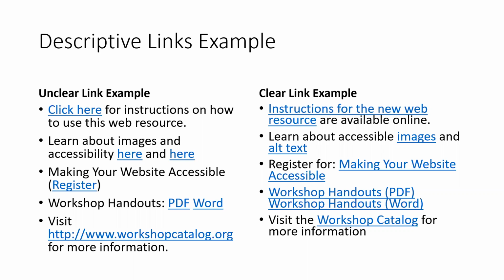With the last example, "visit" and then the entire URL is typed out for more information. That's difficult to read for both sighted users and users using assistive technology. When you are using a link, especially within a website, just use the page title of the page that you're linking to. So a clearer link example on the right would be "visit the workshop catalog for more information."